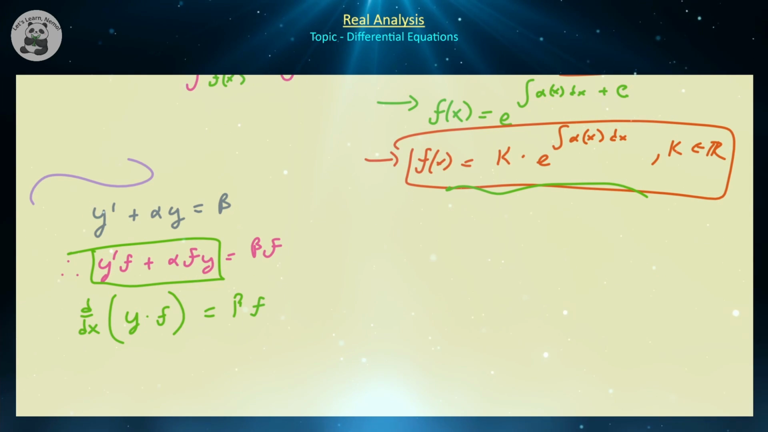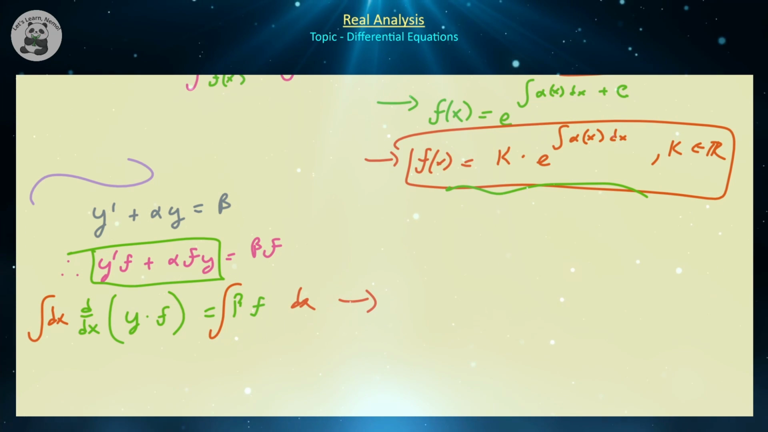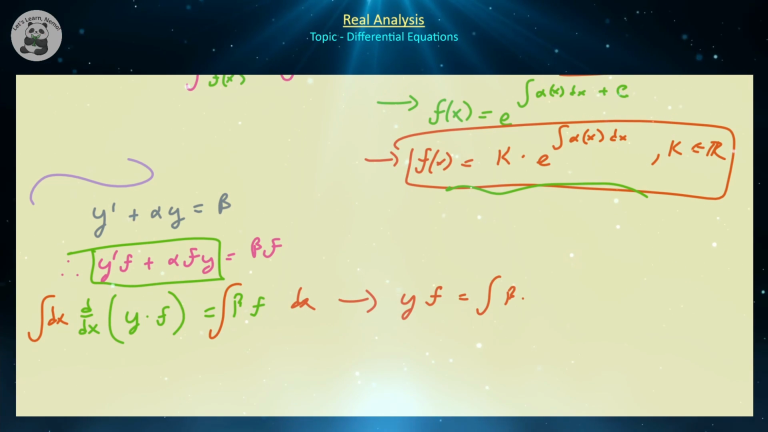And then we can integrate both sides. Once we multiply both sides by a differential of x, that's going to give us what? So that's going to give us yf will be equal to the integral of beta times f. But what is f? Well, f is a scalar multiple of e to the integral of alpha x dx, and that's with respect to, again, you could call it dx.